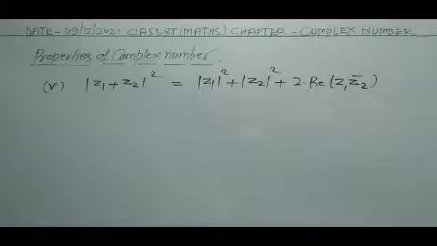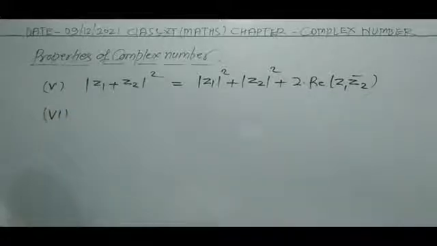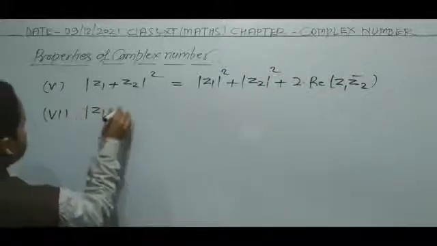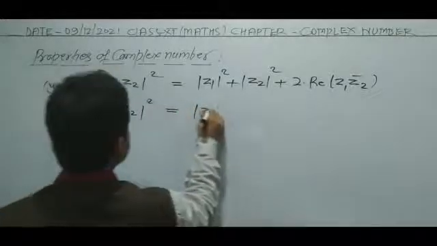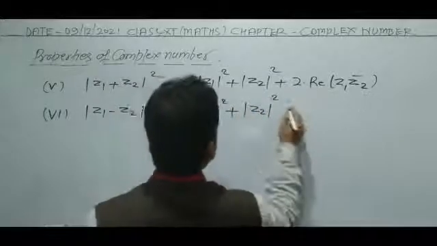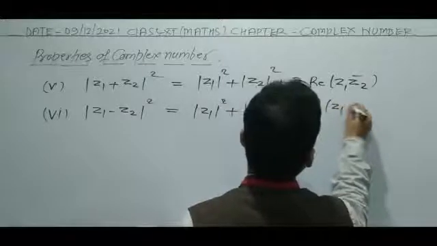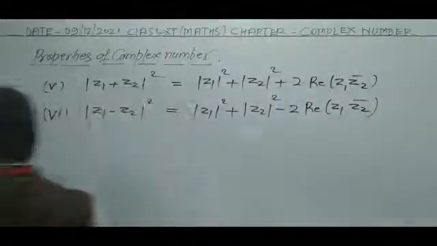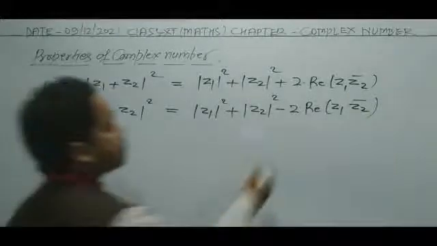Now the sixth property is: mod of z1 minus z2 whole square is equal to mod of z1 whole square plus mod of z2 whole square minus 2 times real part of z1 into z2 bar. This is the inner product.